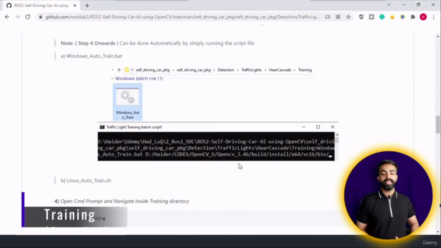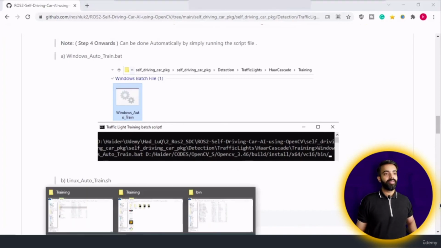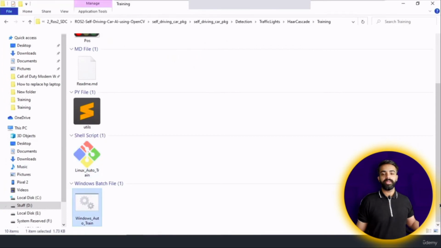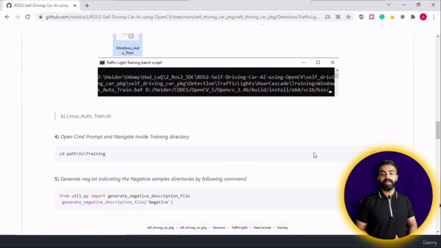The next step and the steps onwards can be done in 2 ways. They can be done manually, or I've provided you with a new, automatic method of using the scripting files. For the Windows platform, we'll be using the batch file, and for the Linux platform, you can use the script file. Both files are present inside the training directory, if you observe right here. This is the Linux script and this is the Windows script. What these scripts do is simply execute the remaining steps automatically, so that you don't have to do them manually. So let's look at what those steps are.